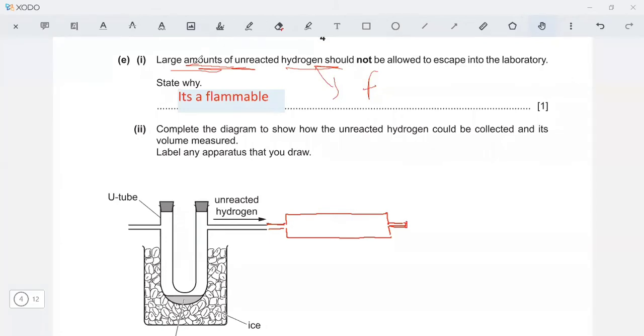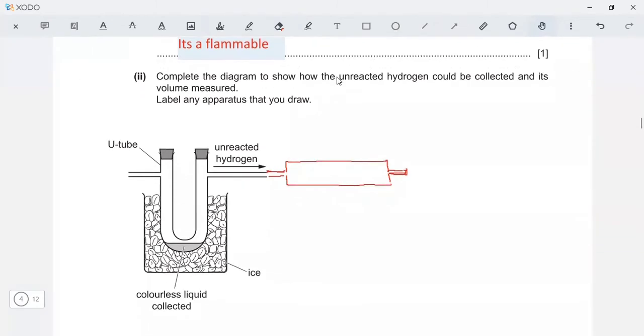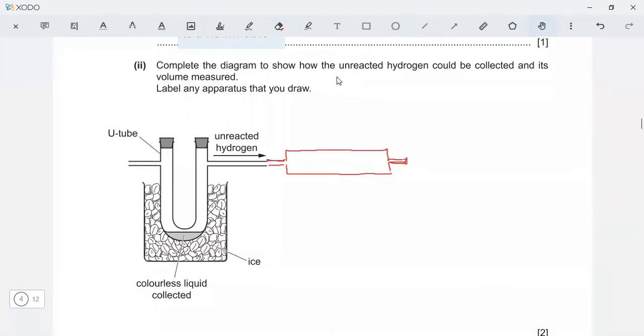Okay. So the right answer is flammable. Okay, fine. So let's come on to the second bit. Complete the diagram to show how the unreacted hydrogen could be collected and its volume measured. Label any apparatus that you draw here. Okay, you have to label.